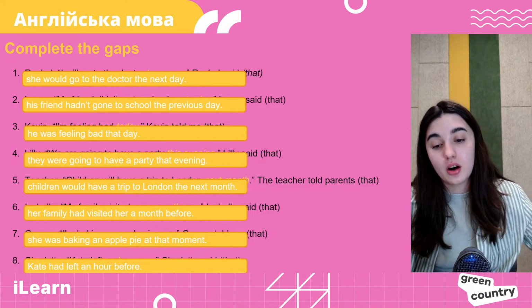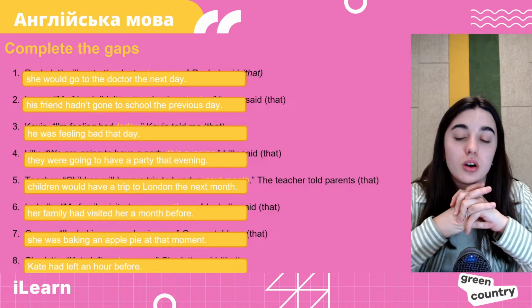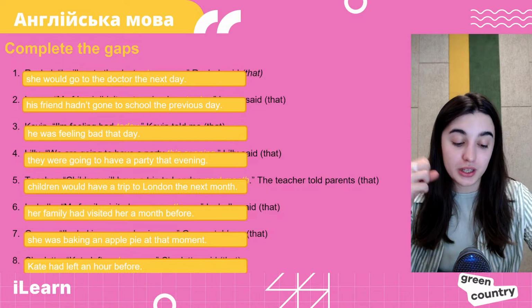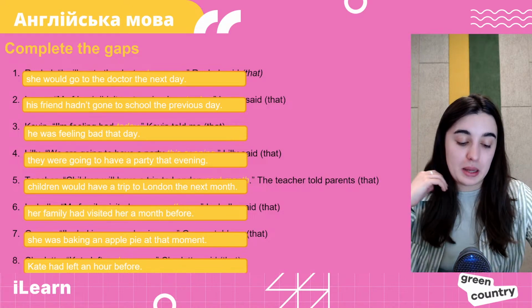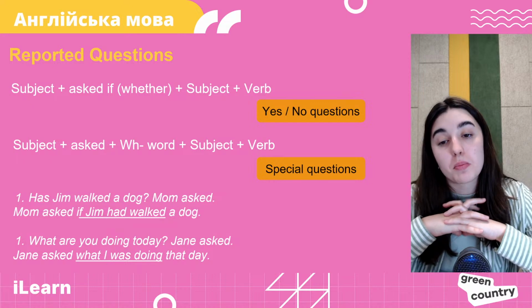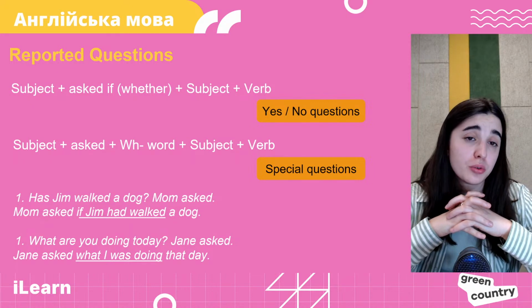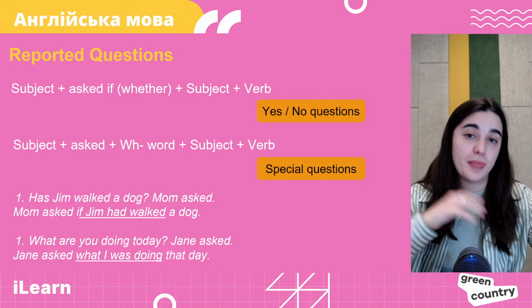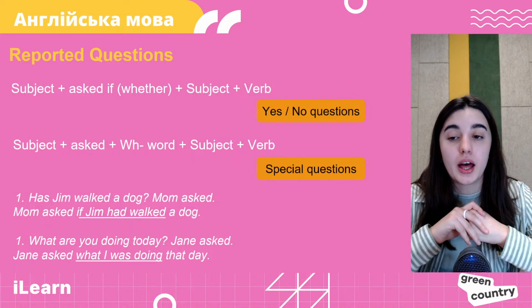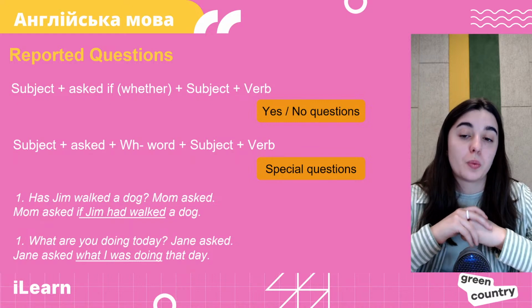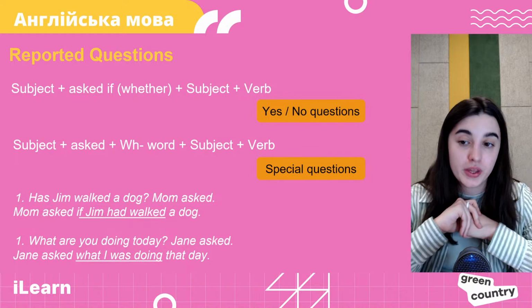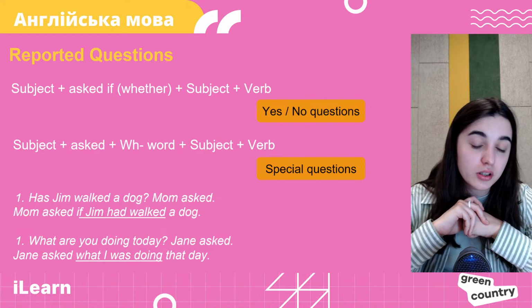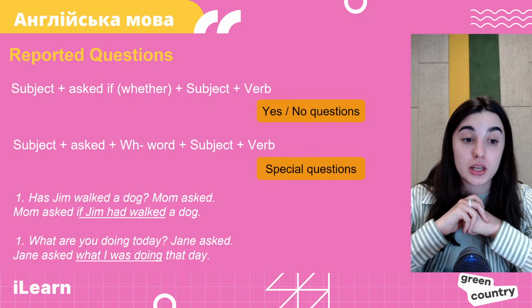And now we are going to work more, to make our knowledge bigger and expand it. We are going to talk about reported questions. When we're talking about sentences, we can have affirmative, negative, and questions. Now, how do we work with questions in reported speech? We use subject, after that we use asked, if, subject, verb, if we're talking about yes-no questions.